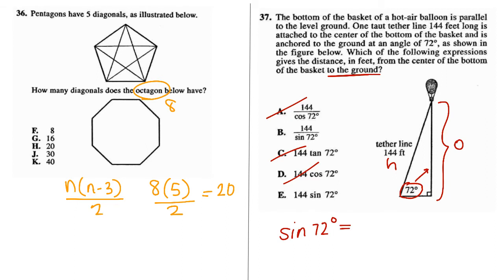So sine of 72 equals opposite over hypotenuse. And you see now to solve for that side, we would need to multiply 144 over to the other side. So my answer choice is E. I almost circled the wrong answer choice. Okay, moving on.